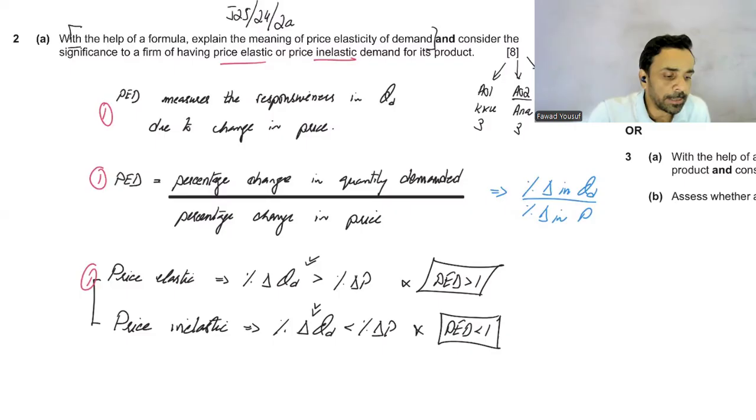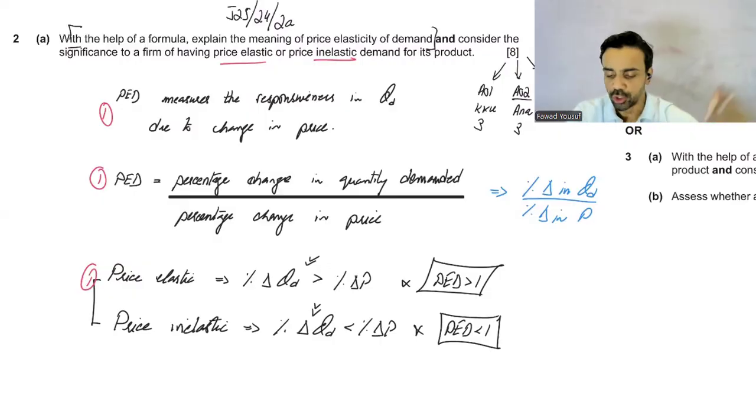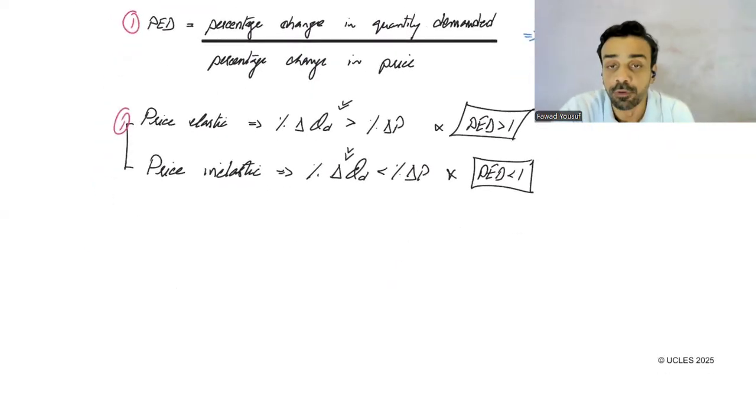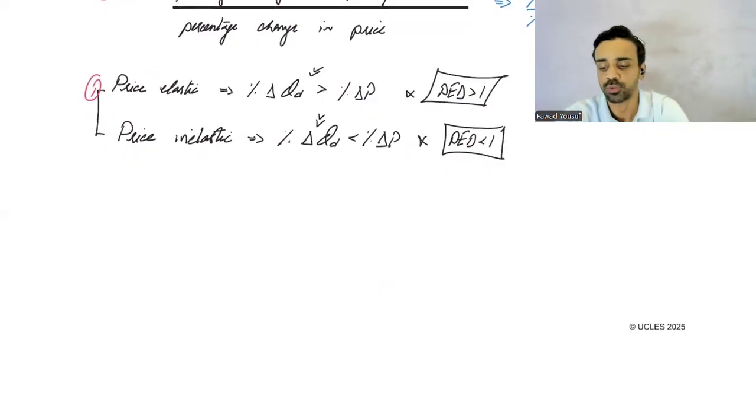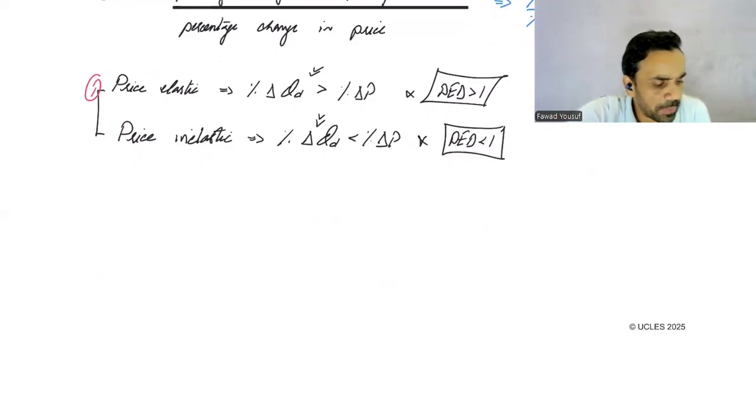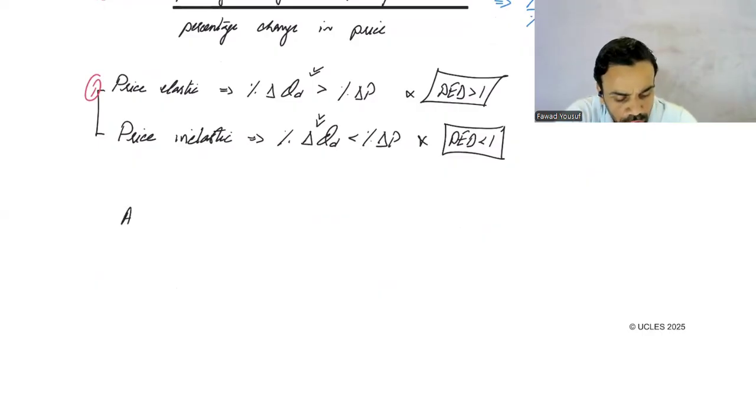Then we talk about: consider the significance to a firm of having price elastic or price inelastic demand. In my view, what needs to be talked about here is, for analysis purposes, you have to write both the things. I don't know how the mark will be given, but I think this is how the mark should be given. 1 mark will be for your analysis.